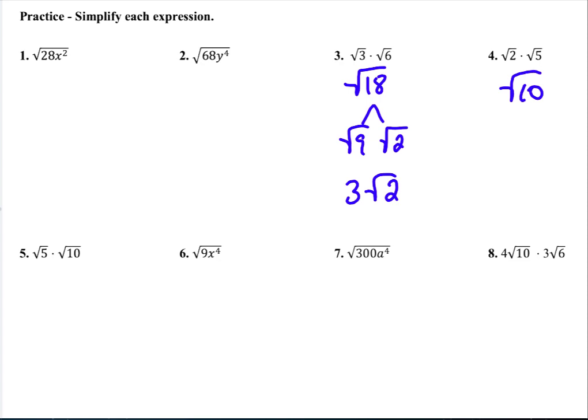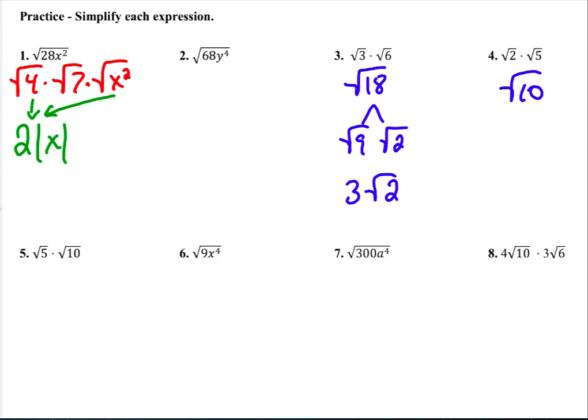Now back to 1 and 2 with our variables. So again, the variable is just going to hang out in its square root, and I'm going to split the number portion. I'm going to break it up into pieces using my square roots, or my perfect squares. The square root of 4 is 2. The square root of x squared is x, but since it just has an exponent of 1, we're going to put it in absolute values. And then the square root of 7 just stays square root of 7.